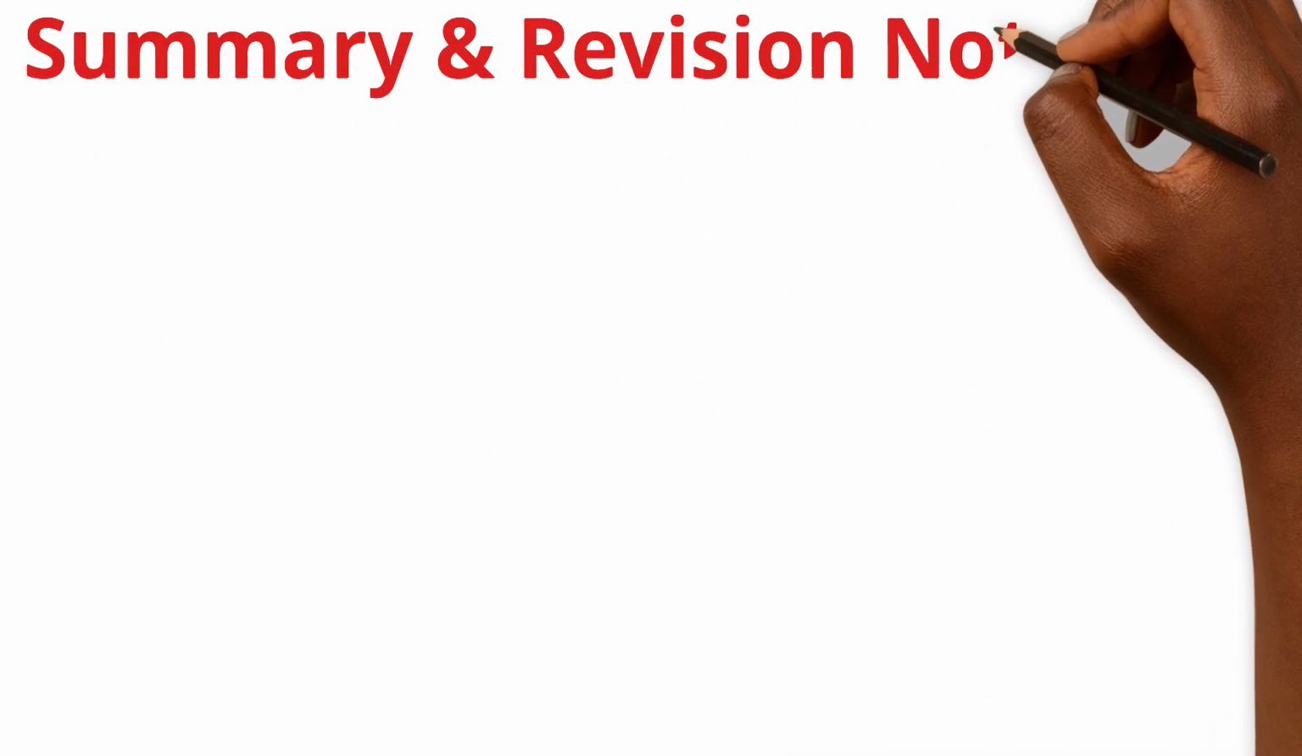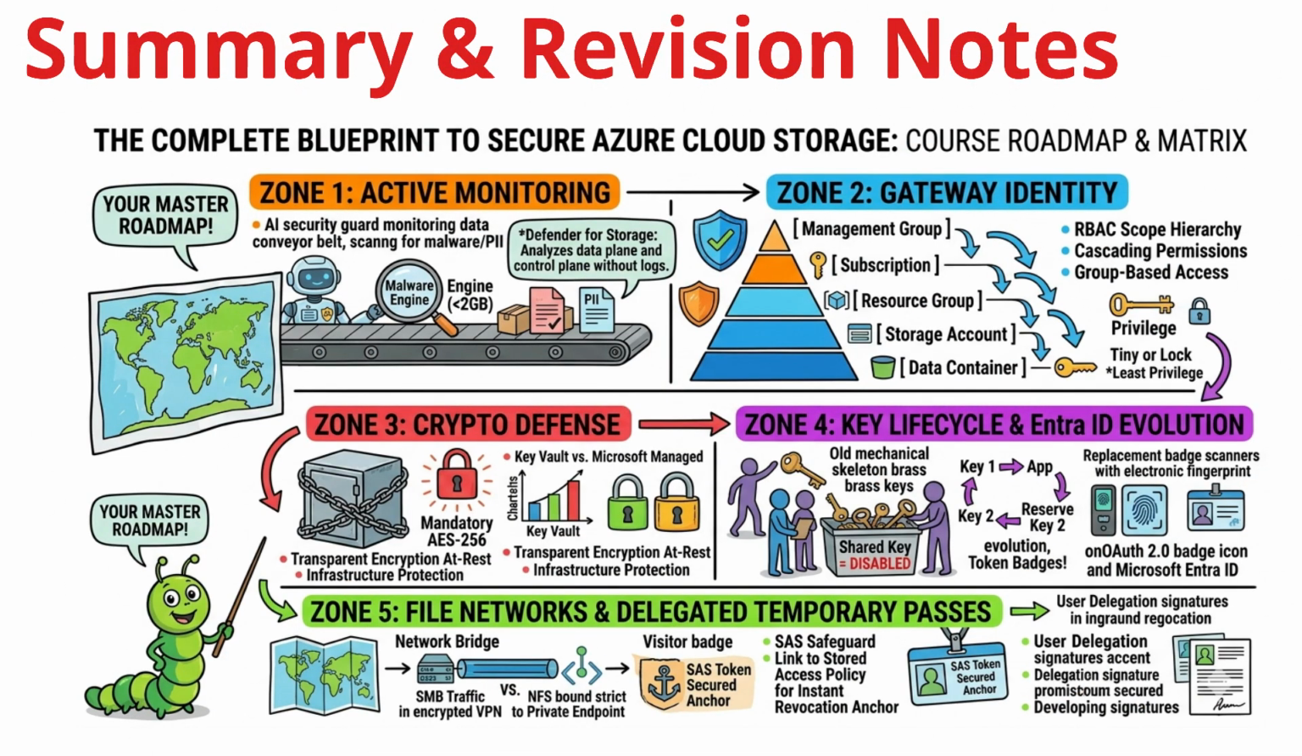We analyzed active monitoring, deploying automated scanning for malware and sensitive PII using Defender for Storage. We architected gateway identity boundaries, enforcing the principle of least privilege throughout the entire RBAC scope hierarchy. Crypto defenses were implemented utilizing mandatory AES-256 transparent encryption for infrastructure at rest. Next, we navigated the evolution of the key lifecycle, transitioning from risky master brass keys to modern badge-based Microsoft Entra ID authentication. Finally, we secured file networks and temporary passes, establishing encrypted network bridges, private endpoints, and instant revocation policies for delegated SAS token access.